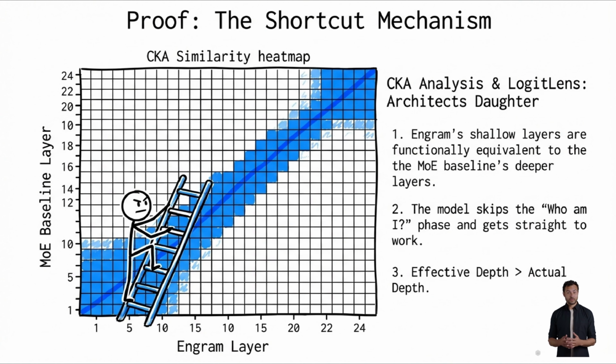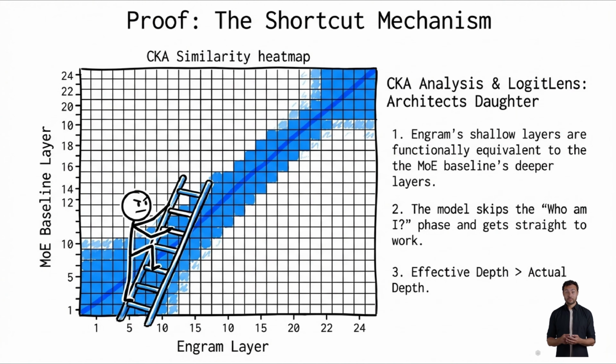Here's the evidence for a shortcut mechanism. The CKA similarity heatmap compares layers in Engram to layers in the MoE baseline, and the strong diagonal band tells us many layers are doing similar kinds of computation. What's especially interesting is the shift. Engram's earlier, shallower layers line up with much deeper layers in the baseline.